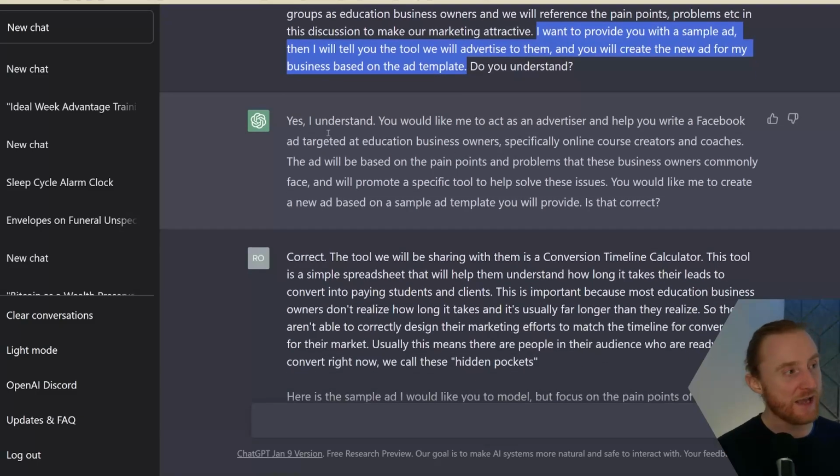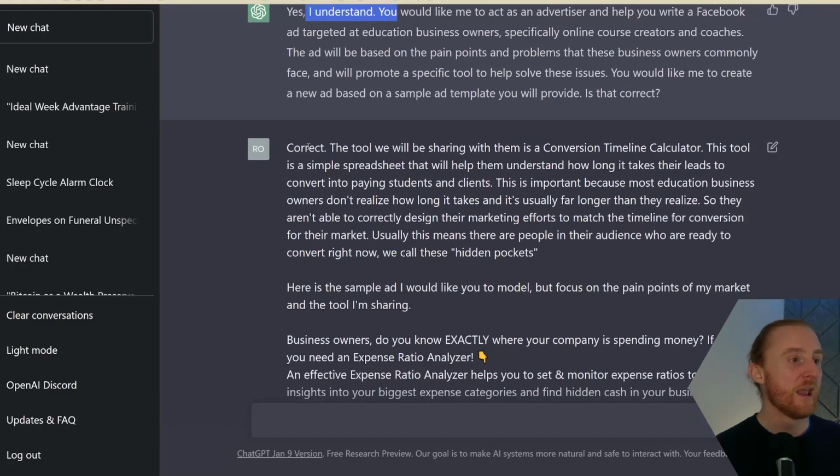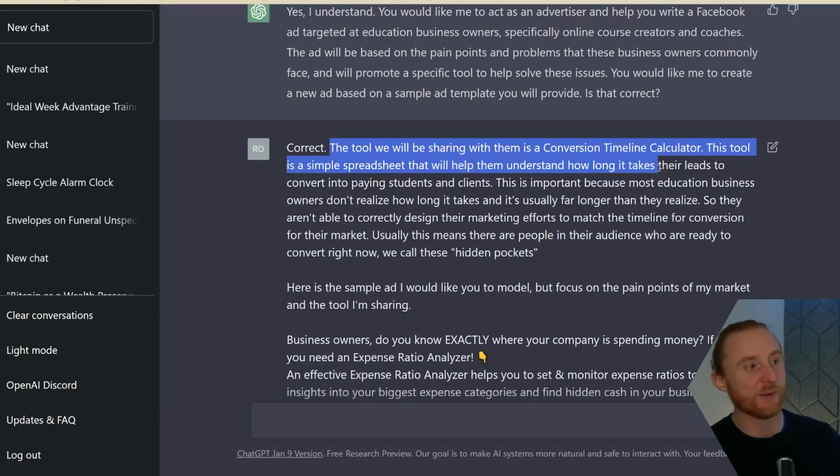Okay. And it goes, yes, I understand. And then I said, the tool we will be sharing with them is a conversion timeline calculator. This tool is a simple spreadsheet that will help them understand how long it takes their leads to convert into paying students and clients, okay?